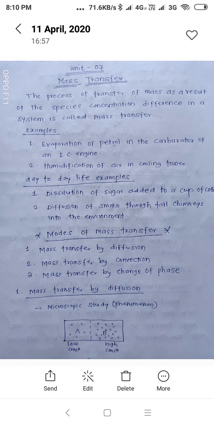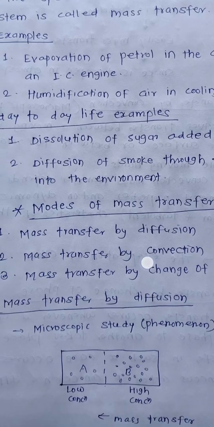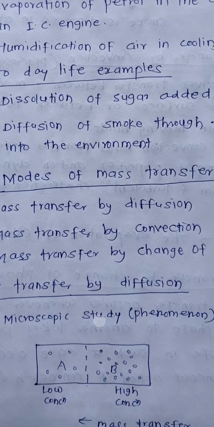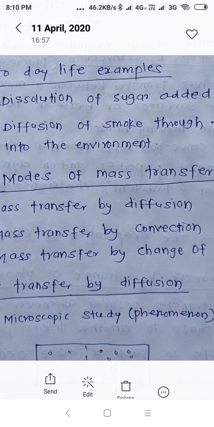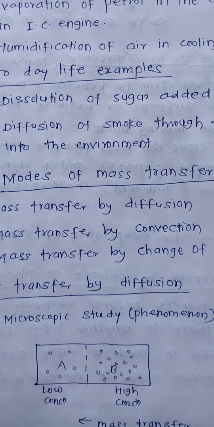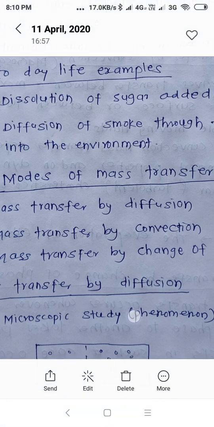Suppose we consider one system. In that system, half of the portion consists of molecules of A, and the second section consists of molecules of B. We have to consider this diagram. In this section there are molecules of A, and in this section molecules of B.